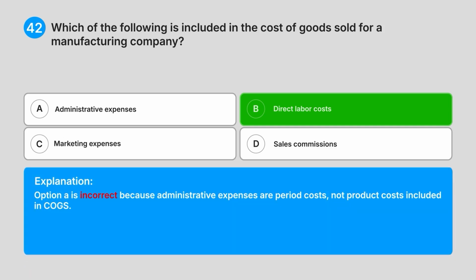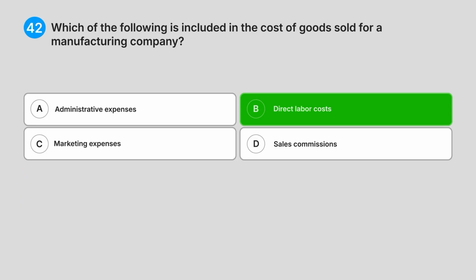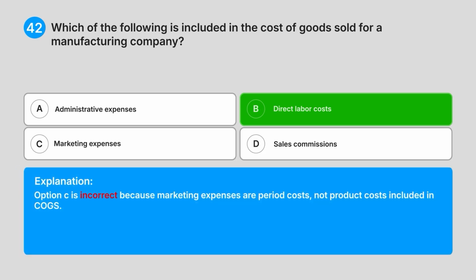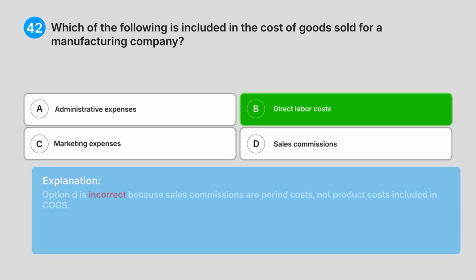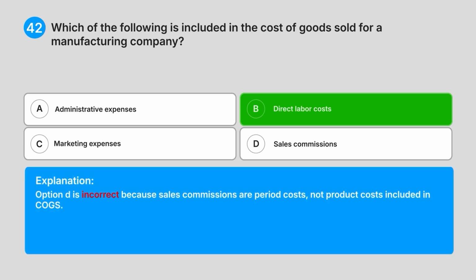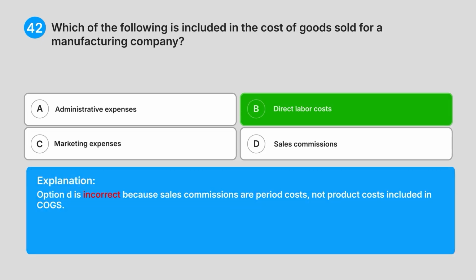Option A is incorrect because administrative expenses are period costs, not product costs included in COGS. Option C is incorrect because marketing expenses are period costs, not product costs included in COGS. Option D is incorrect because sales commissions are period costs, not product costs included in COGS.